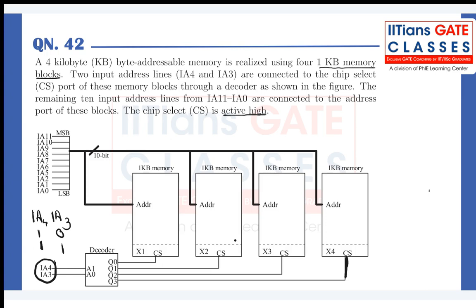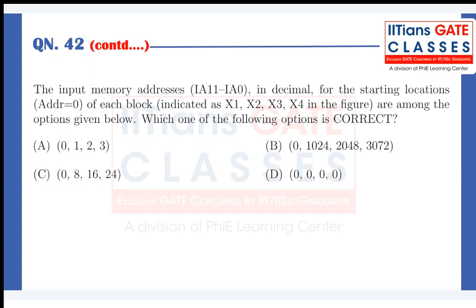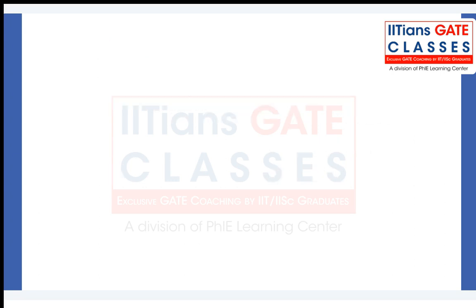Now they are asking: the input memory addresses IA11 to IA0, in decimal, for the starting location, address 0 of each block, are indicated by x1, x2, x3, x4 in the figure. So you have to find the starting address, right? How do you do that? Let's write the address space first.